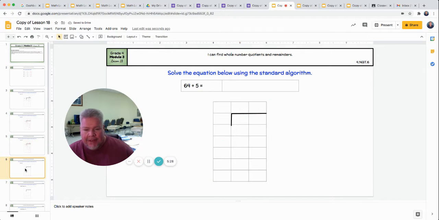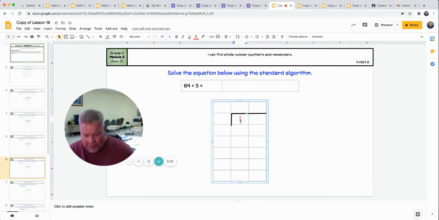Okay, next. 64 divided by 5. Put 64 under the box. We're dividing by 5. Okay, how many? How many 5s are in 6? Only 1, because 2 times 5 is 10. That'd be too big. Now multiply.